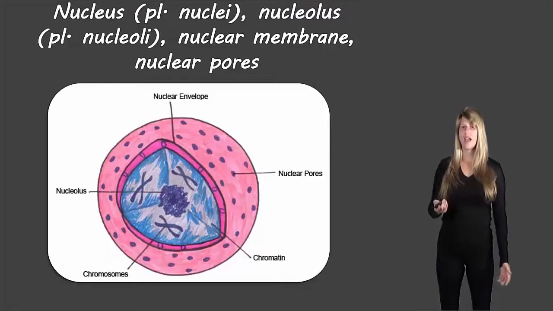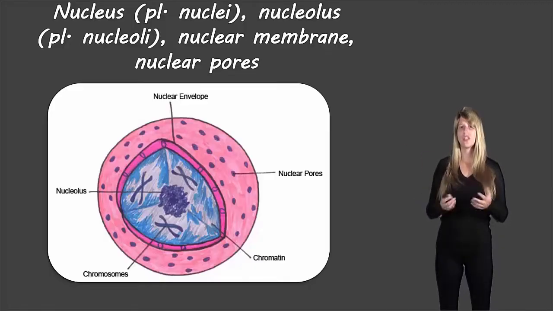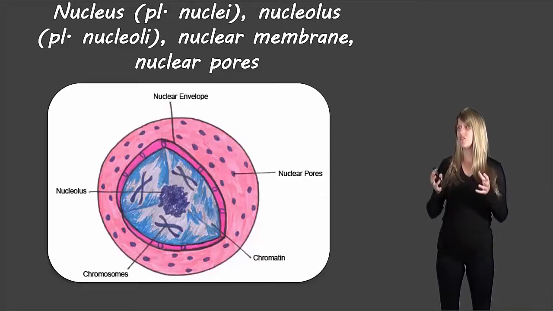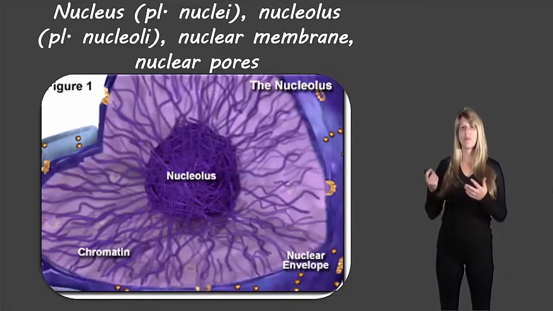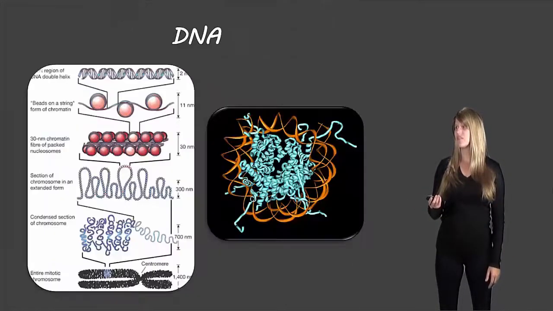So here is just a diagram. You can see all the different parts. In pink you have the nuclear membrane. It's labeled as nuclear envelope, which is just a synonym here. And you can see those pores inside of the membrane. You can see inside of the nucleus there's the nucleolus, which is colored in purple. You can see the chromosomes and chromatin, which are just a certain type of DNA. And here's another diagram that shows all of these different parts.